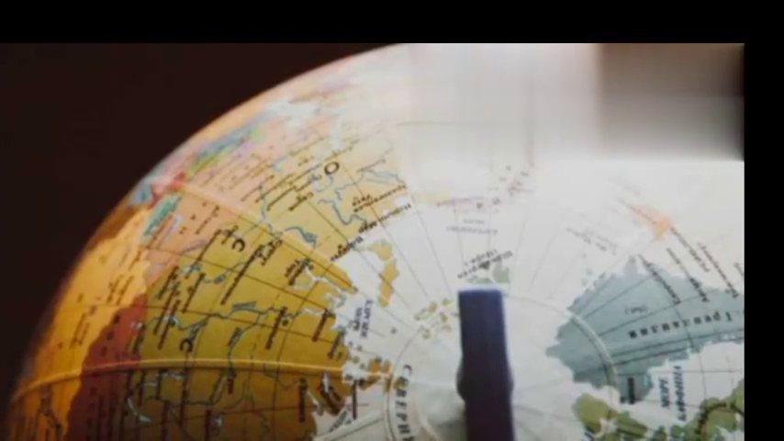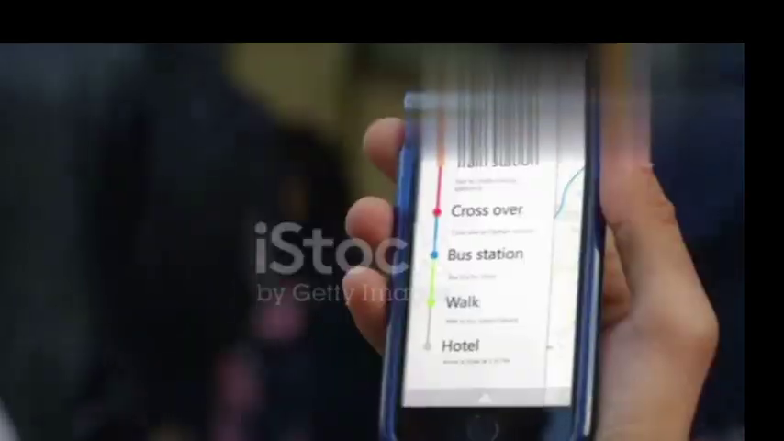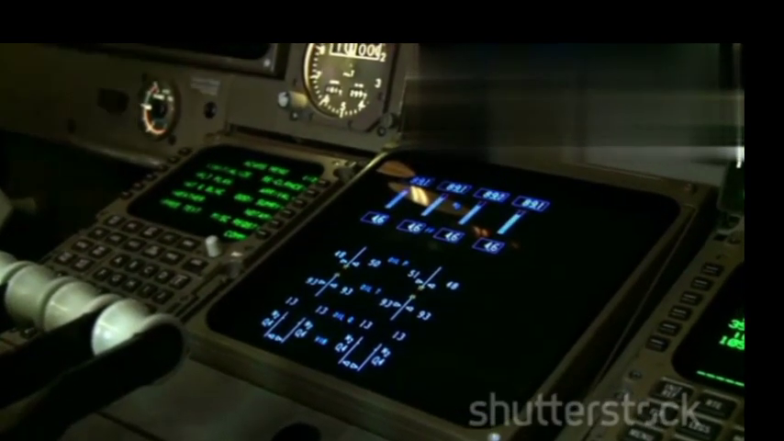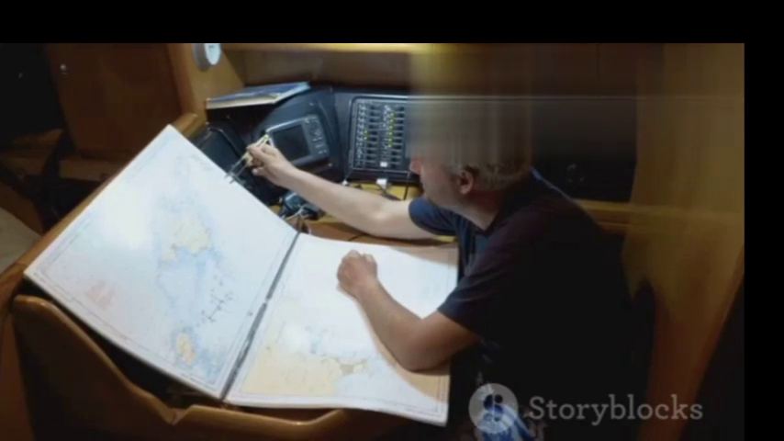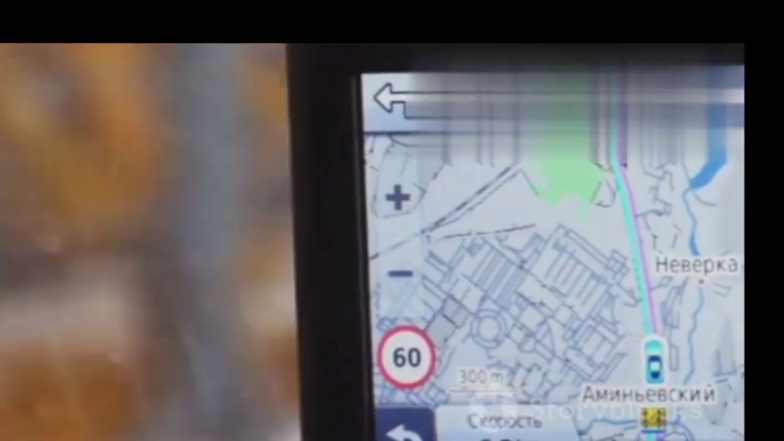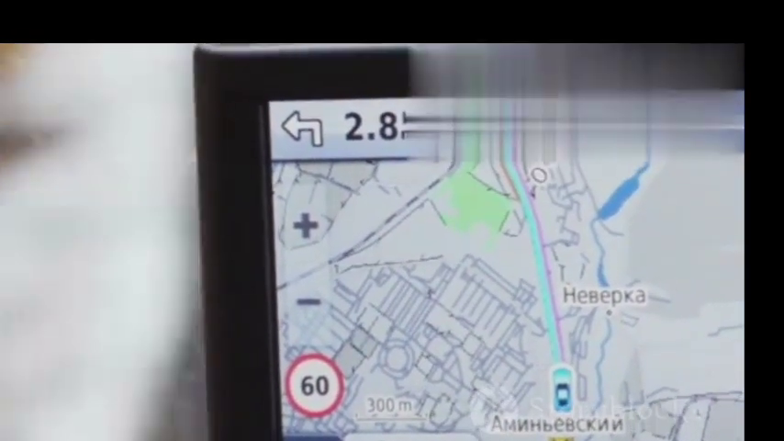Section 8. Latitude in action, real-world applications. We use latitude every day. Pilots use latitude and longitude to navigate airplanes. Ships use them to sail across the oceans. We even use them in our cars and phones. GPS uses latitude and longitude to tell us where we are.